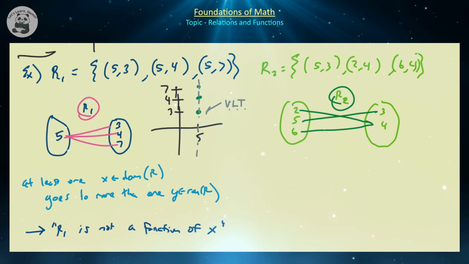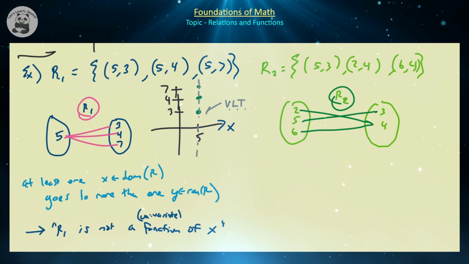And some people also put the adjective univariate function to emphasize that there has to be at most one point that a particular x value in the domain goes to in its range. And if there's more than one value to which a domain value gets mapped, then we say that it's not a univariate function of the variable x.